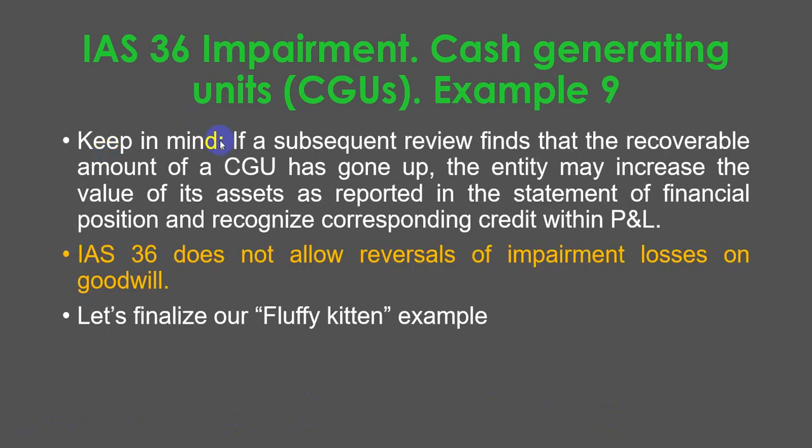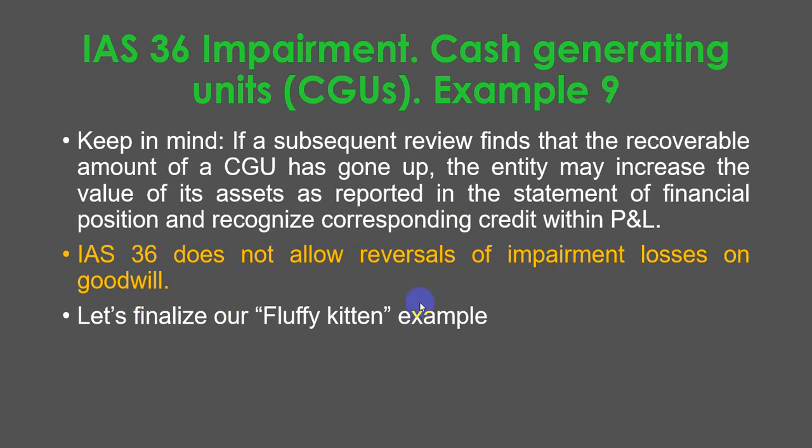We also need to keep in mind that if a subsequent review finds that the recoverable amount of the cash generating unit has gone up, the entity may increase the value of its assets as reported in the statement of financial position and recognize a corresponding credit within profit and loss. IAS 36 doesn't allow reversals of impairment losses on goodwill.